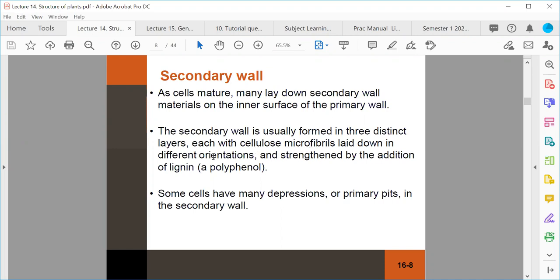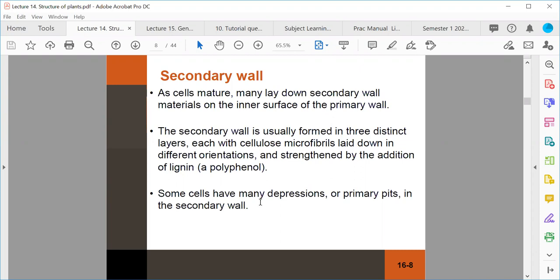So if you just imagine a piece of plywood where you've got fibres running in different directions, that's the way that those cellulose microfibrils are laid down. But what's really unique about secondary cell walls is that it's actually strengthened by the addition of a very complex substance called lignin. Lignin is a type of chemical called a polyphenol. And we'll come back to lignin later on.